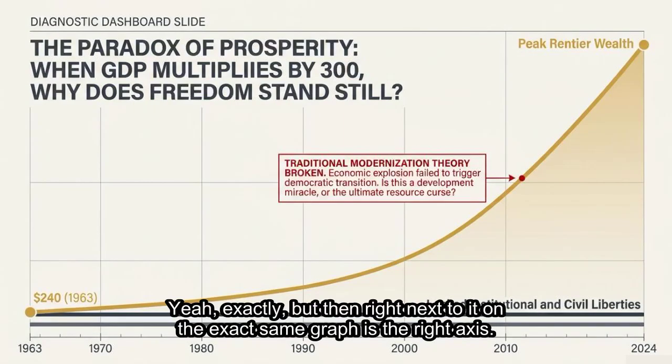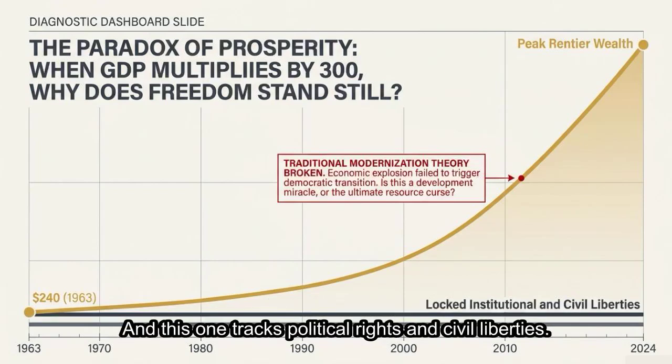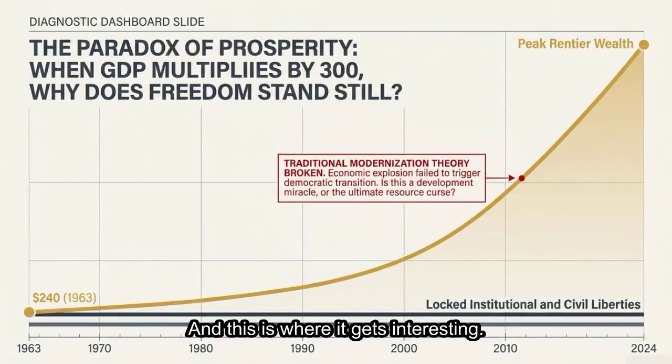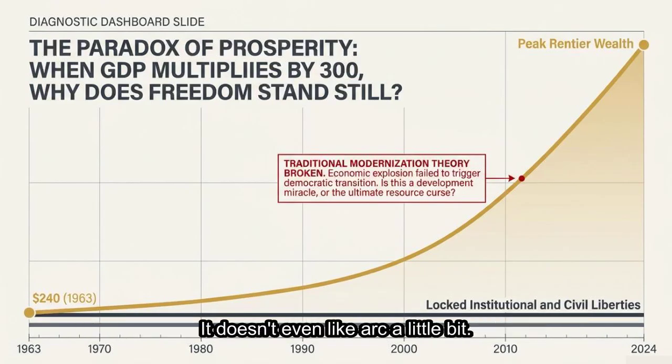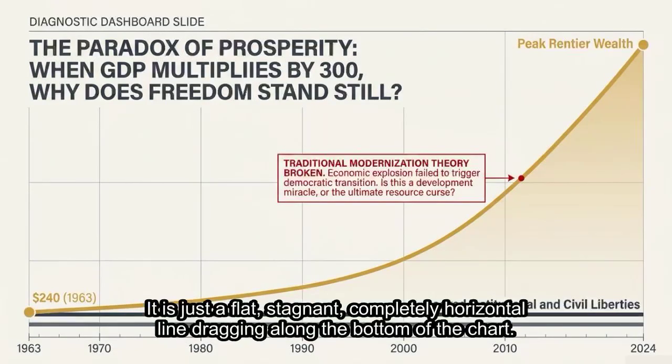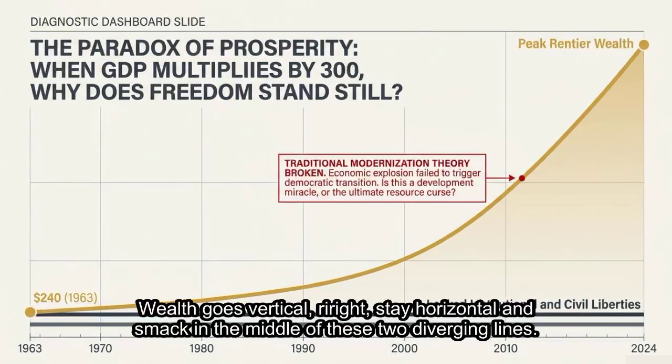Yeah, exactly. But then right next to it, on the exact same graph, is the right axis. And this one tracks political rights and civil liberties. And this is where it gets interesting. Yeah, because for 6 entire decades, this line doesn't climb. It doesn't even arc a little bit. It is just a flat, stagnant, completely horizontal line dragging along the bottom of the chart. Wealth goes vertical. Rights stay horizontal.